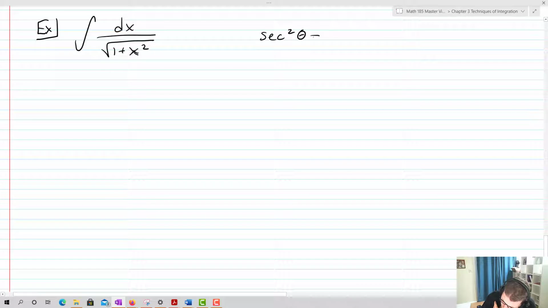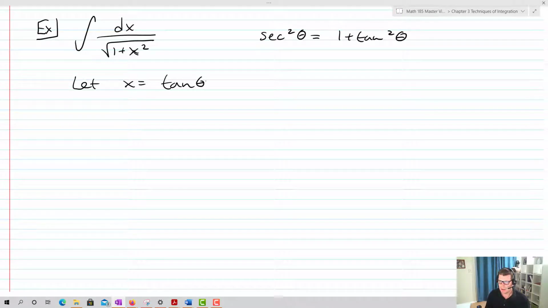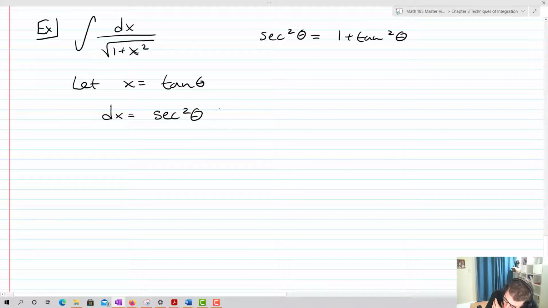Secant squared theta equaling 1 plus tangent squared theta. Okay? So if you imagine, if you let x equal tangent theta, then what we'll get is something like secant squared theta, and then we take the square root, we end up with secant theta, right? Things get much easier from there. So what we're going to do is we're going to let x equal tan theta, and so dx will end up equaling secant squared theta d theta.